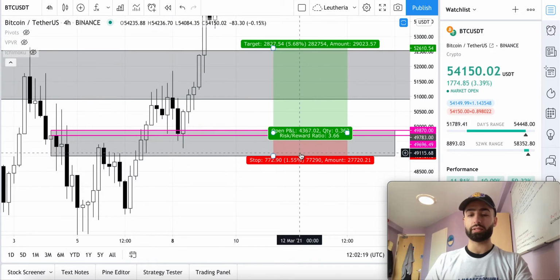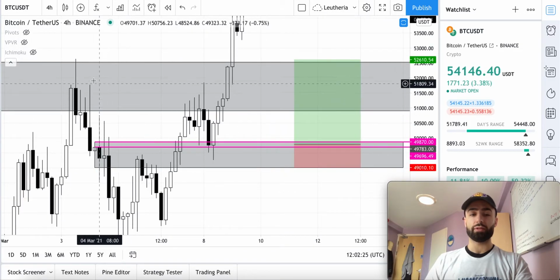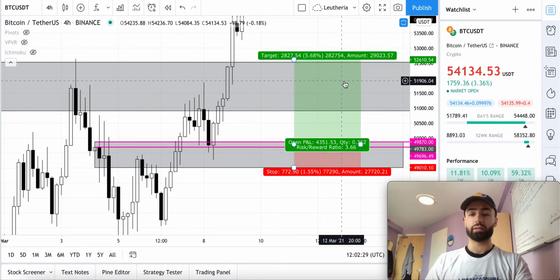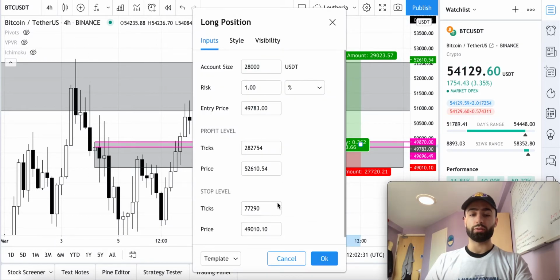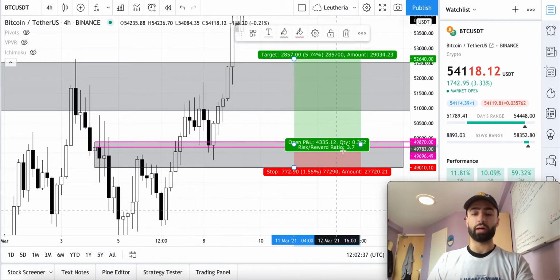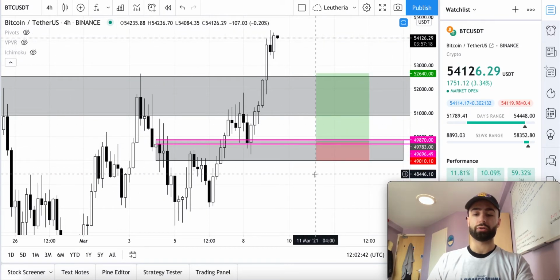And so that tells us how far our stop loss is away from entry. And then ultimately, if we wanted to even do that for our profit, we could just take this, which is 52,640, and we could do 52,640, click enter. That now moves our entry up. So now we have our exact coordinates for this trade.